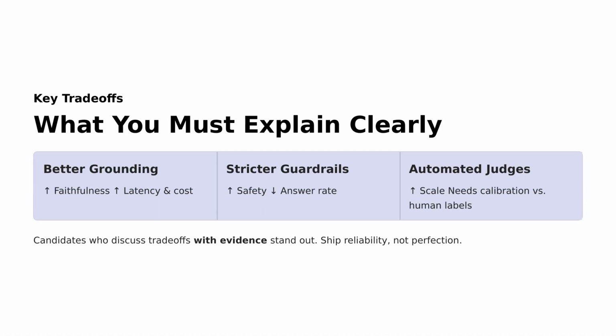When you talk about evaluation, be explicit about the trade-offs. Better grounding usually improves faithfulness, but it also adds latency and cost. Stricter guardrails can make systems safer, but they may reduce answer rate. Automated judges help you scale evaluation, but they still need calibration against human labels. The strongest candidates don't chase perfection. They explain these trade-offs with evidence and focus on shipping something reliably.